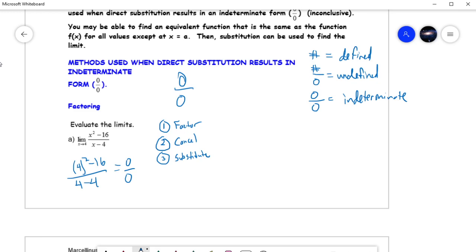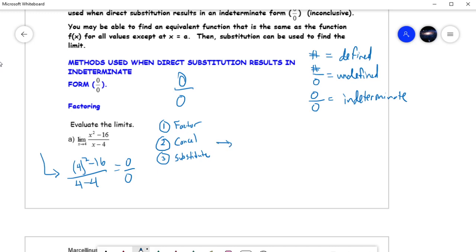You couldn't substitute at the beginning. If you tried to substitute at the beginning, you ended up with 0 over 0. You don't know what 0 over 0 means, so you haven't really helped answer the question. Is there a limit or is there not? This doesn't help me, right? We don't know. So what can we do? We try to factor the equation. We try to cancel anything we can cancel, and then we're going to try to substitute again.